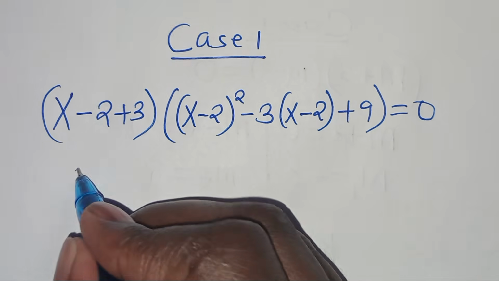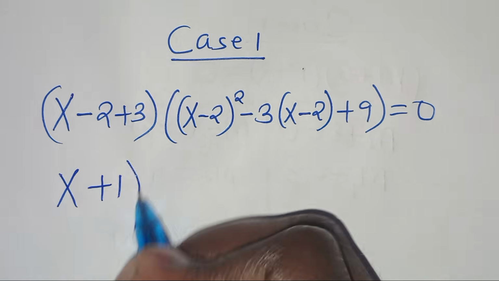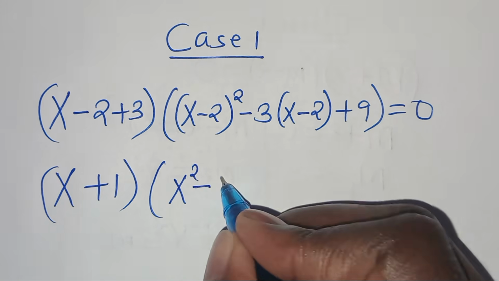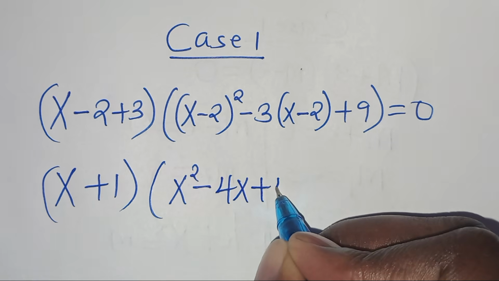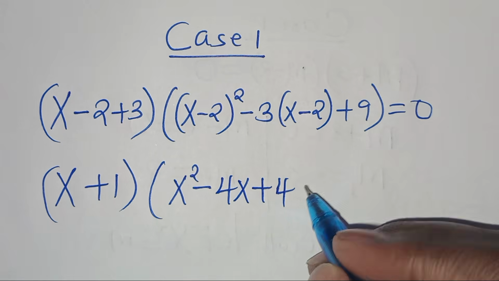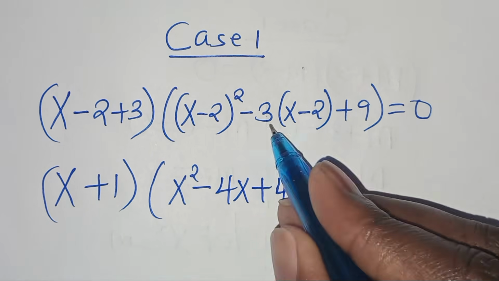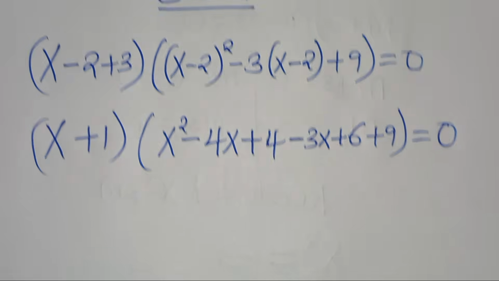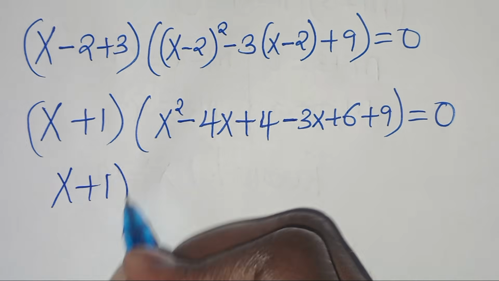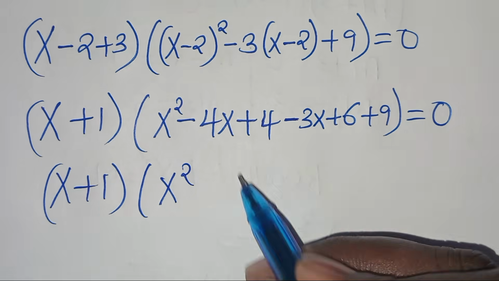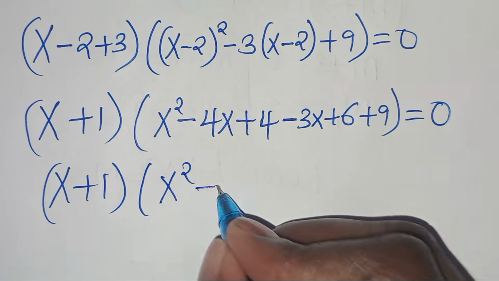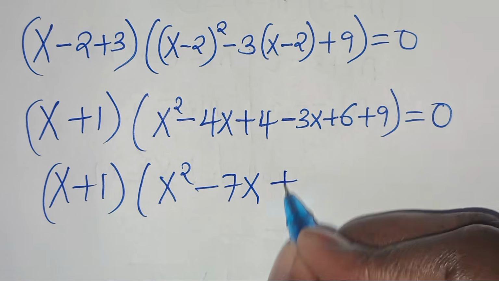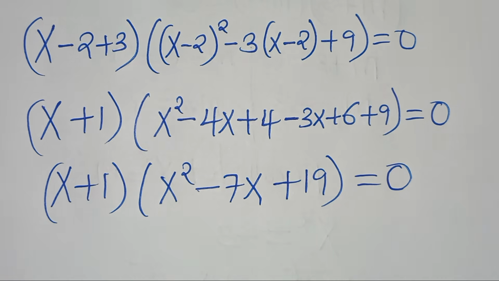So here we have x − 2 + 3, this is x + 1, into the parentheses. Let's expand this. This is x^2 − 4x + 4. Then let's open the parentheses here. We have −3x, and −3 times −2 is plus 6. Then plus 9, equal to 0. So this is x + 1 times x^2, then −4x − 3x is −7x, then 4 + 6 is 10, plus 9 is 19, and this is equal to 0.